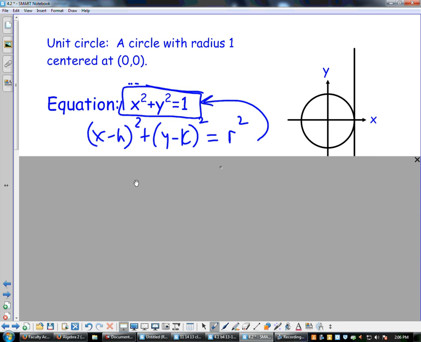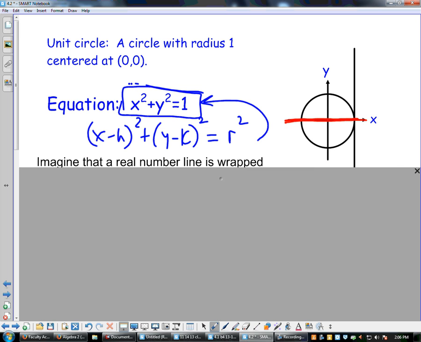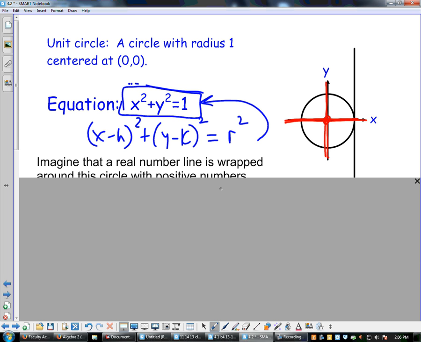So that's this circle right here. Here's the x-axis, and here's the y-axis. So this point right here is 0, 0. Everybody agree? All right, so that's our unit circle.